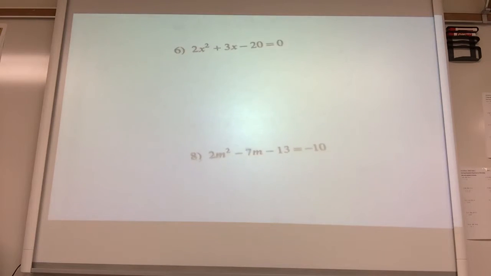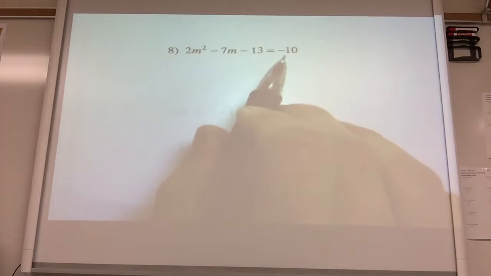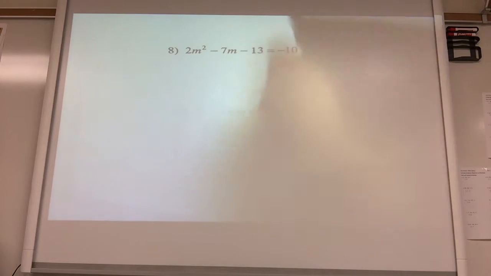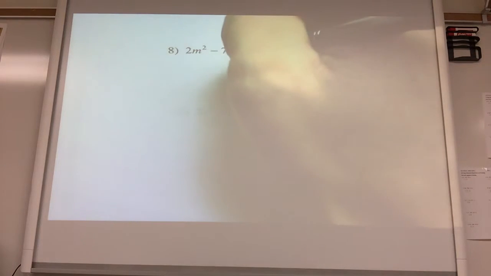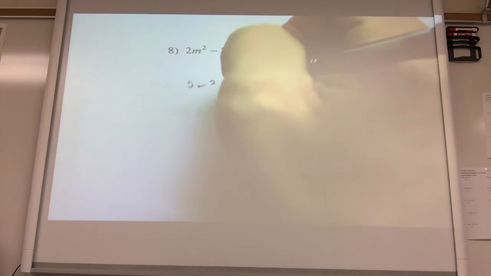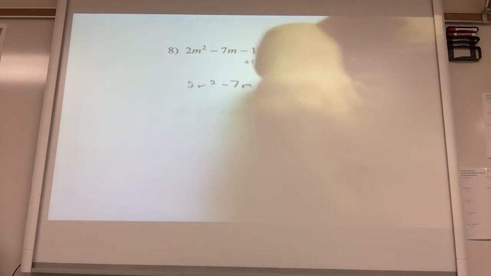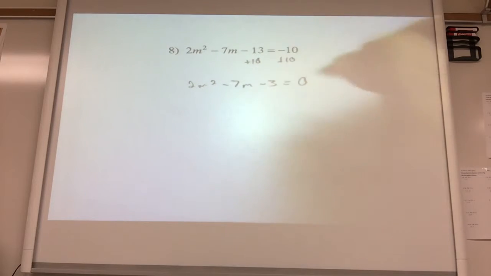I'm going to go ahead and do it one more time. I'll come down here and do it on number 8. So I need to set it equal to 0. Right now it's not set equal to 0, so I'm going to add 10 to each side. So I have 2m squared minus 7m minus 3 equals 0.